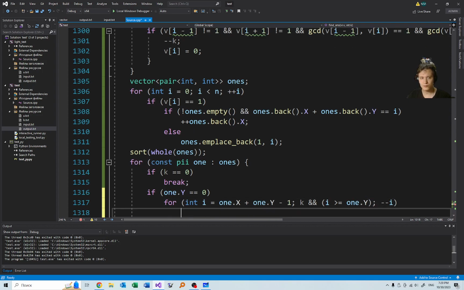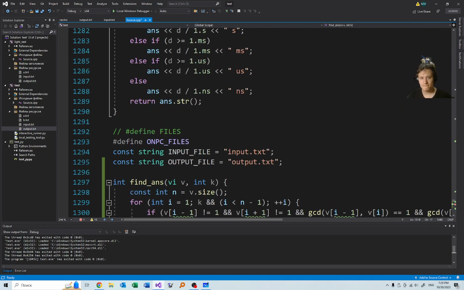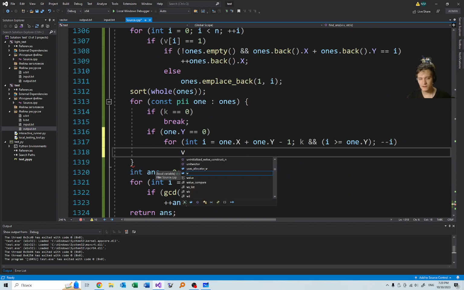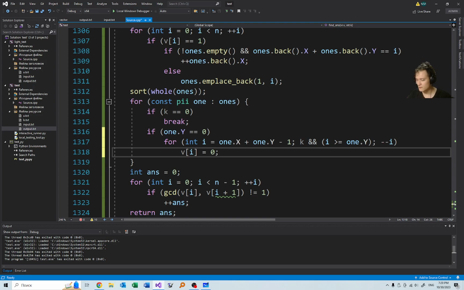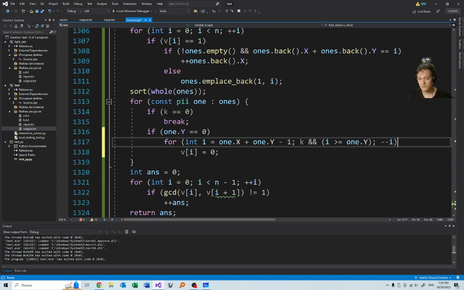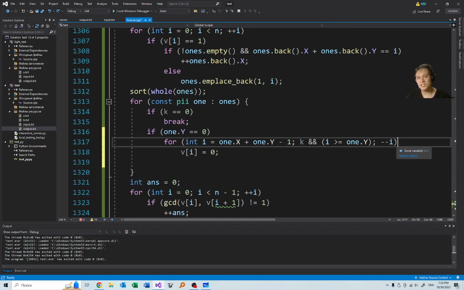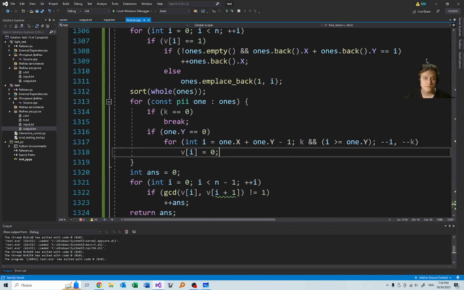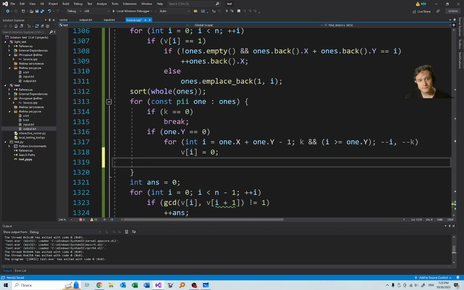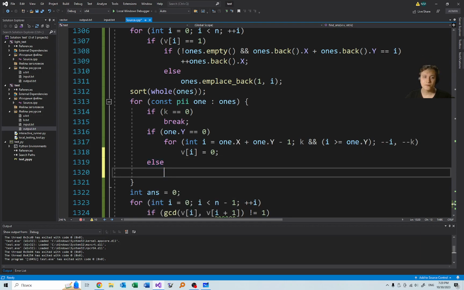So while this is true, we say that v[i] equals 0 and minus k. I even believe we can minus k here. Yeah. Else we do it in increasing order.